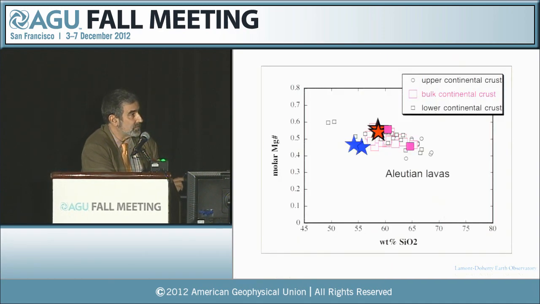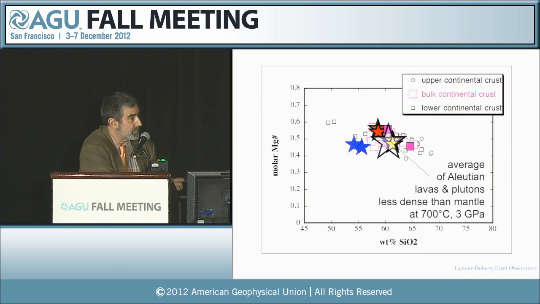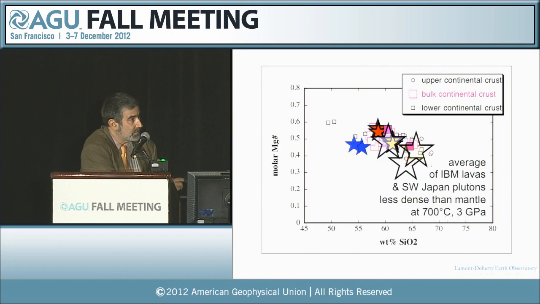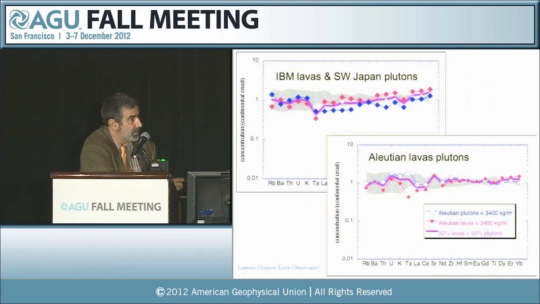Okay, so just to summarize, here are Aleutian lava compositions, averages. Here are Aleutian plutons. This is the average of the buoyant compositions from the lavas and the plutons at 700 degrees and 3 GPa. These are the IBM averages, buoyant compositions, and these are the trace element diagrams that correspond to those values.